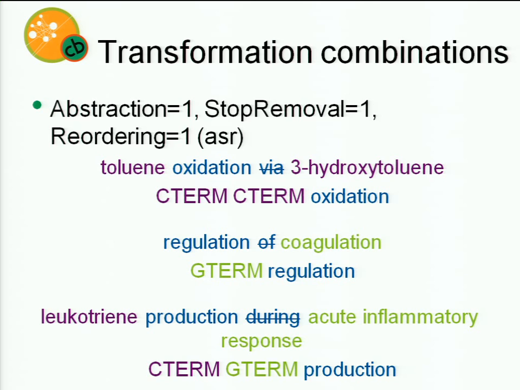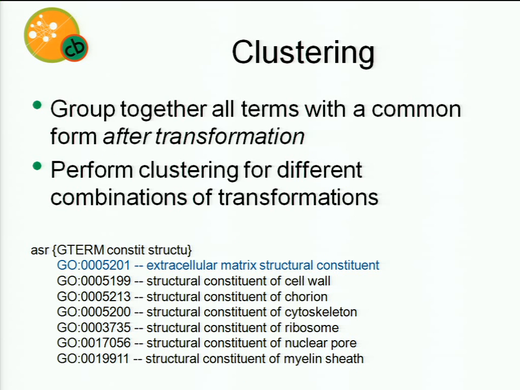Now, when we apply all of these transformations, we end up with a sort of canonical pattern for each term. And to do clustering, all we did was simply look for common canonical patterns across a set of terms. So we're grouping together all of the terms that have a common form after the transformation step or steps have been applied. And as I said, we did this for different combinations of transformation. So as an example, if we apply all three of the transformations to this set of terms, we end up with the pattern G term structure.